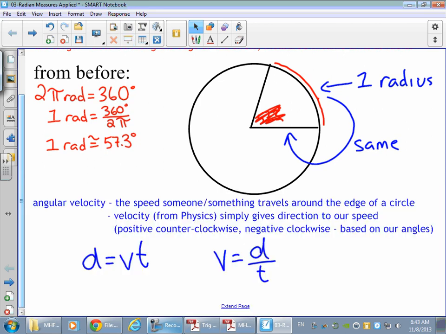Second term was angular velocity, and basically velocity and speed you've heard in physics. If you haven't, velocity is just speed with direction. And in our cases, much like our angles being positive going this way and being negative going the other direction, our velocities will be the same. Velocities will be positive going counterclockwise and negative going clockwise. And speed is distance over time.